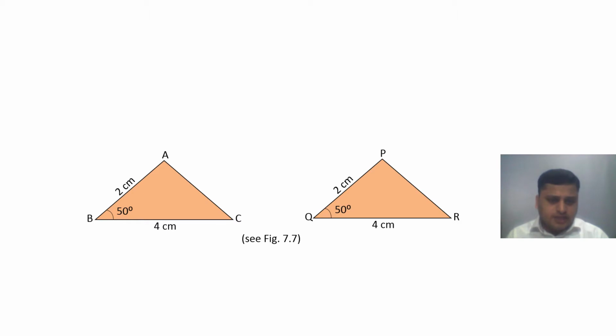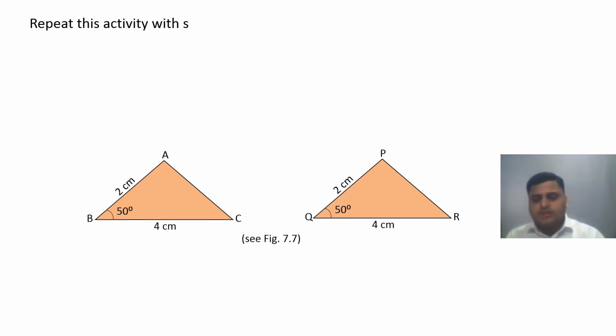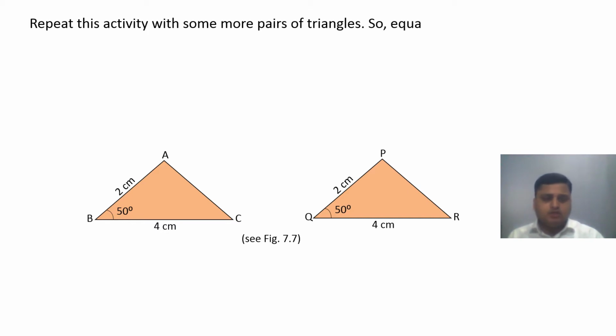Okay, let's see one more example, then it will be more clear. Let's repeat the same activity with some more examples in figure 7.7. I have taken one triangle ABC and another triangle PQR, and I have taken two sides. One side is 2 centimeters, another is 4 centimeters, and in between I have taken an angle equal to 50 degrees. Now what do you observe?